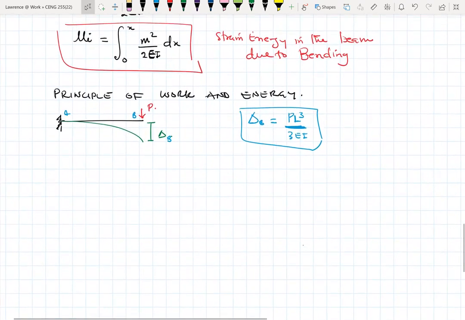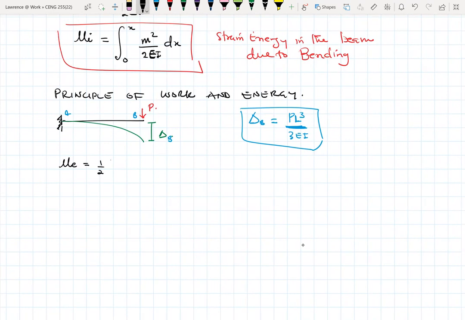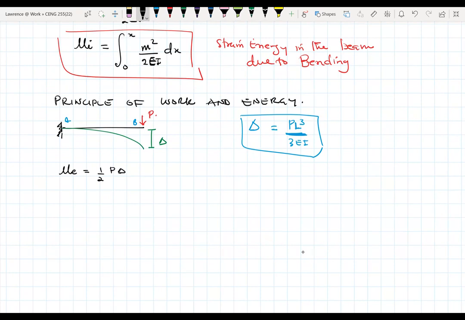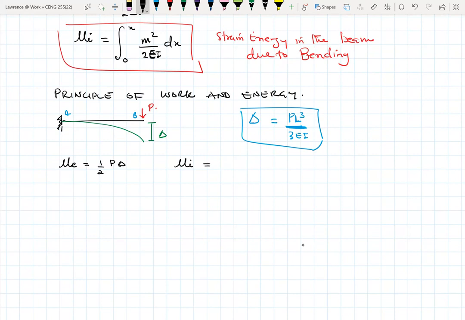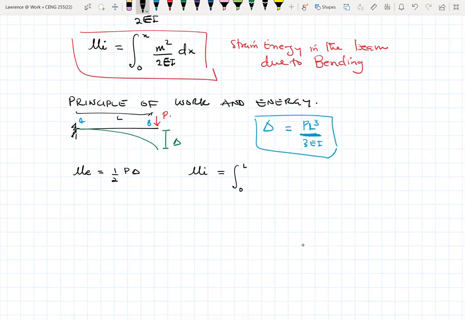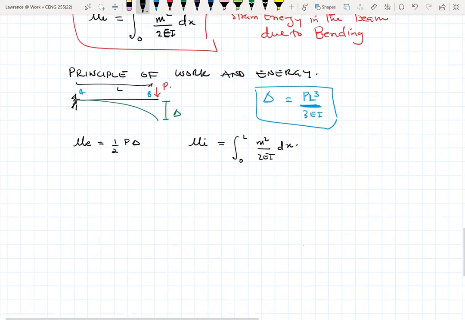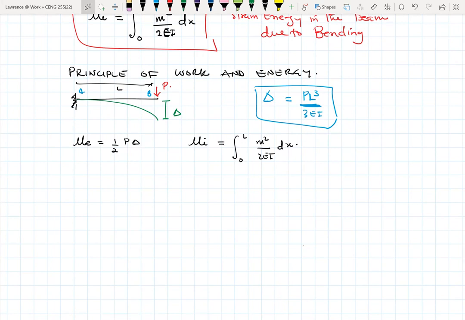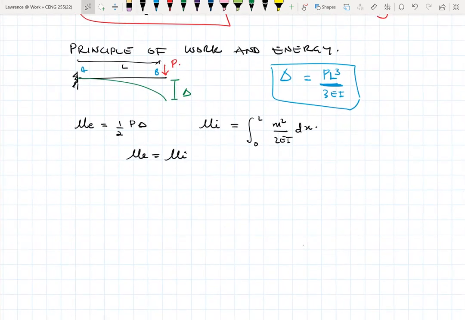So for this particular case, the external work done due to P is simply half P delta. Let me just make it delta so that I don't have to be writing sub B. With respect to the internal work done, this load is going to cause a bending behavior, so the internal work done, if this whole thing is L, becomes the integral of M squared over 2EI dx. The external work done should be equal to the internal work done. At least that much we have already established because of the conservation of energy.